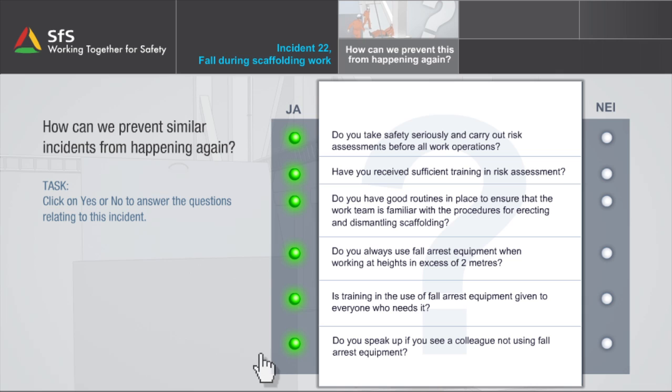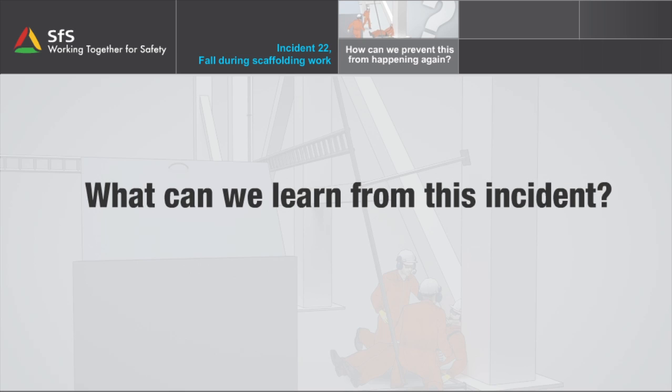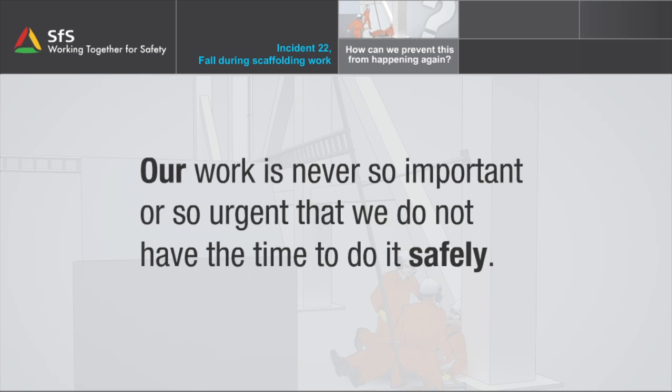Look at the questions to which you answered no again, and then discuss measures you could implement. What can we learn from this incident? Our work is never so important or so urgent that we do not have the time to do it safely.